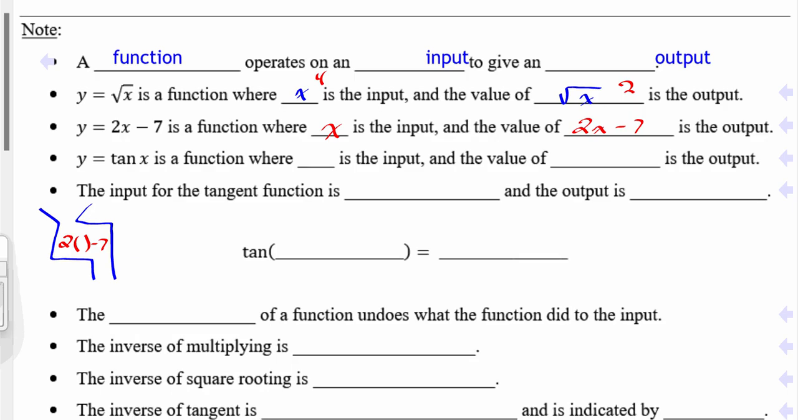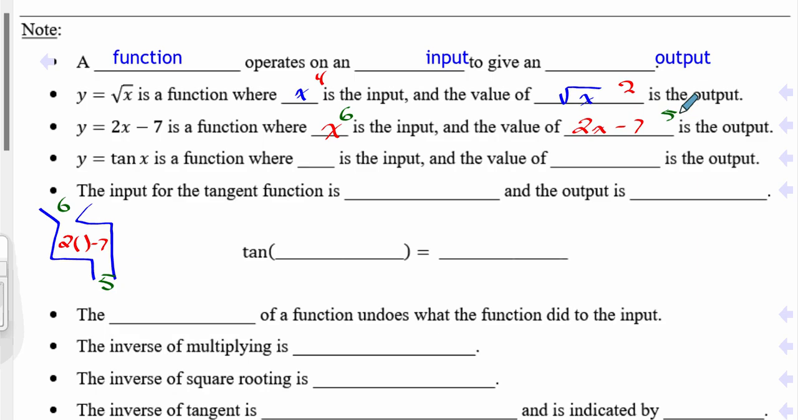So suppose in this function, I stuck in a 6 as input. What would my output be? 6 times 2, 12, minus 7, 5. Yep. So if I stuck 6 in here, I would get 5 out there. Okay.